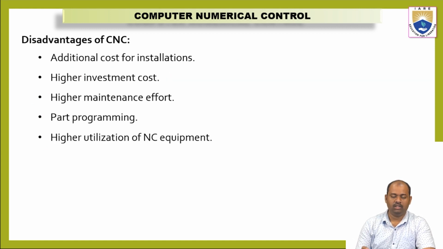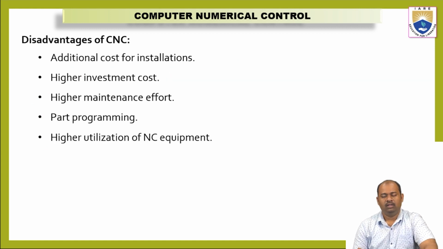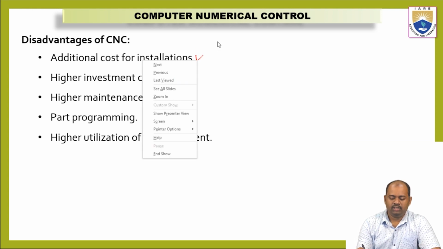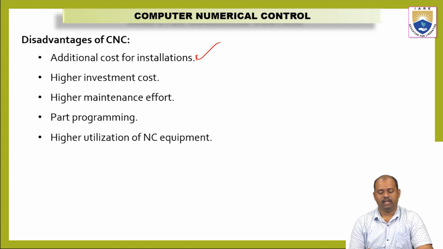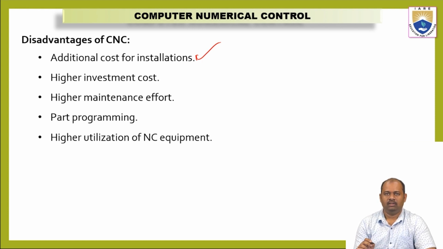Now we'll see what the disadvantages of CNC are. Additional cost for installation is required because we have to purchase a machine which is fitted with computer numerical control. This is the extra burden for any institute or organization. So the additional cost for installation is a major disadvantage. But once the CNC machines are installed, they can produce more objects when compared to conventional machines.